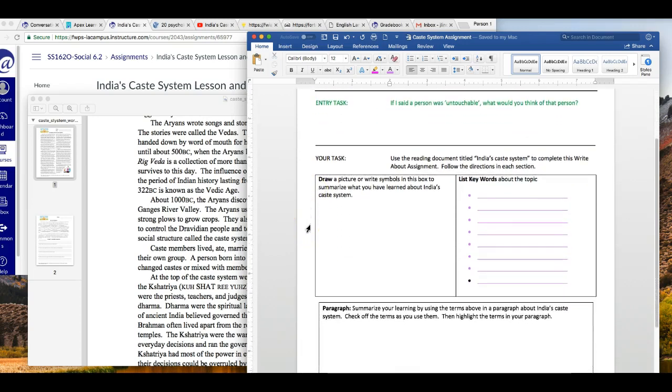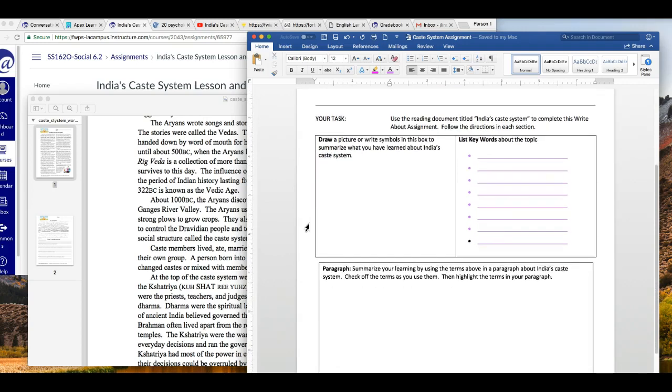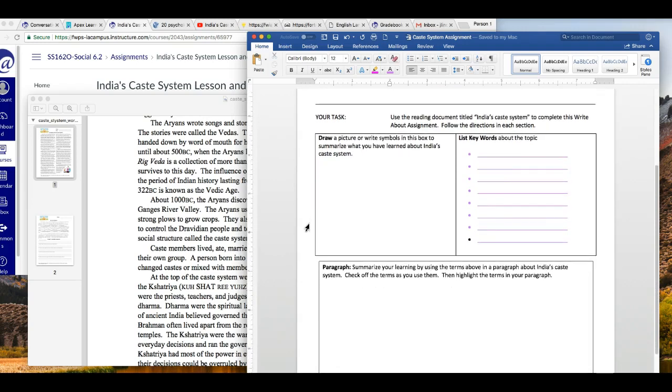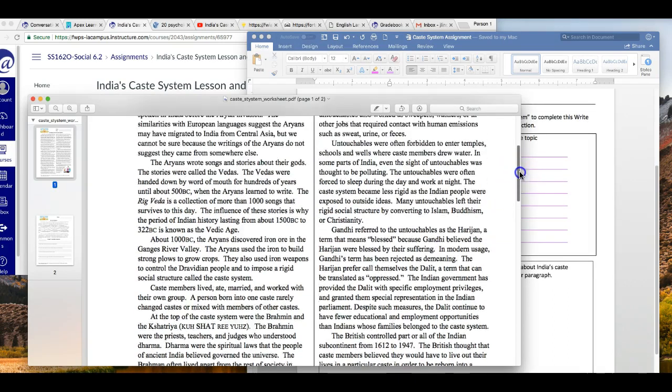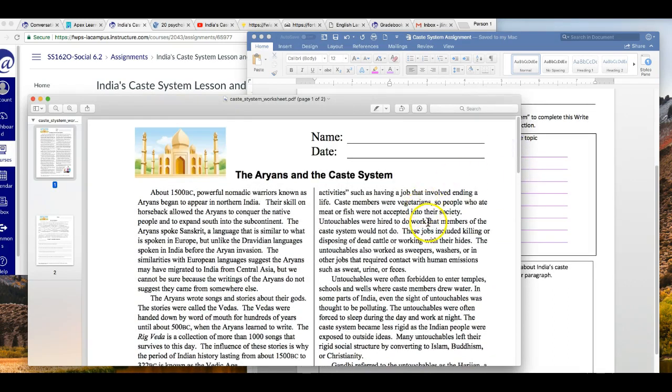Scrolling down. Here is the meat of the assignment. First of all, you have to read this document, and if you want to follow along with my video, it's almost 7 minutes. I don't think it's quite 7 minutes, but that's how long it takes to read this, and then you can follow along as I read it.